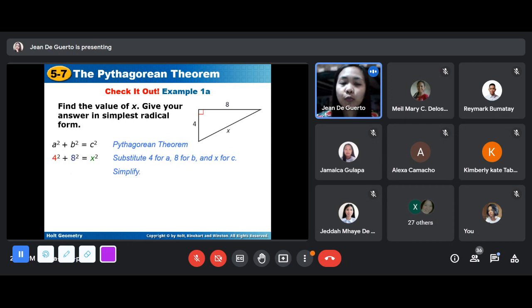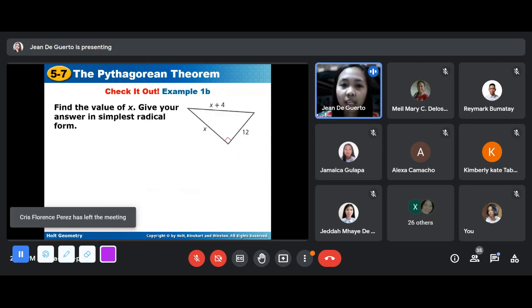Okay? So, simplify. So, we have 80 is equal to x squared kasi 16 plus 64 to. So, you have 80. Then, take the square root, positive square root at that. So, we have square root of 80. Since 80 is not a perfect square, so it is not in its simplified form, I should say. So, we need to simplify our radical. So, therefore, we have 4 square root of 5. Okay?